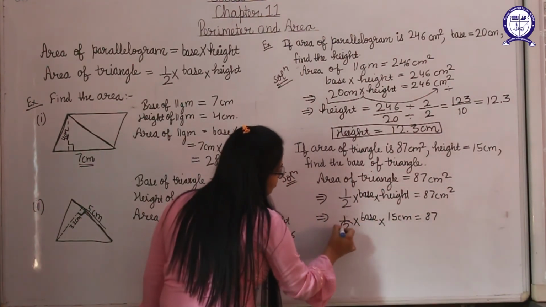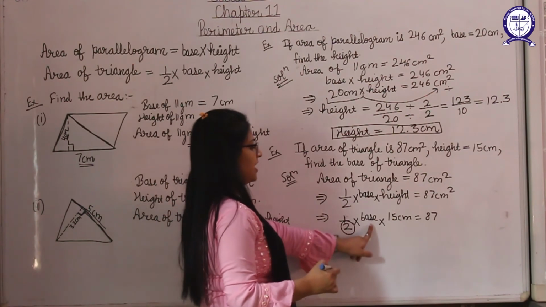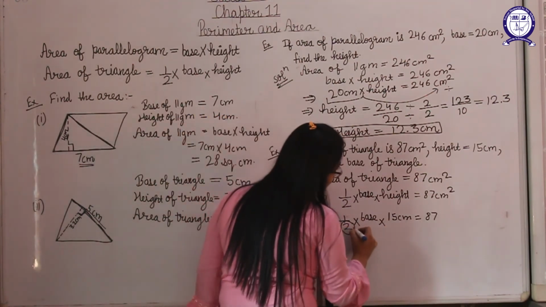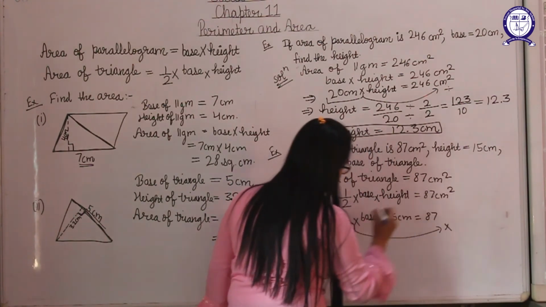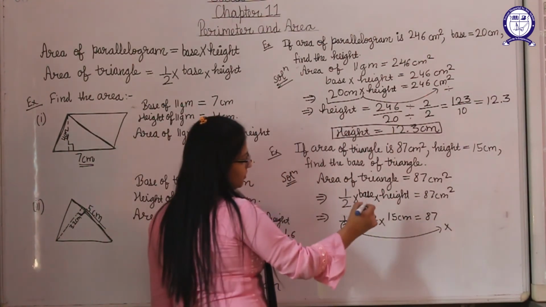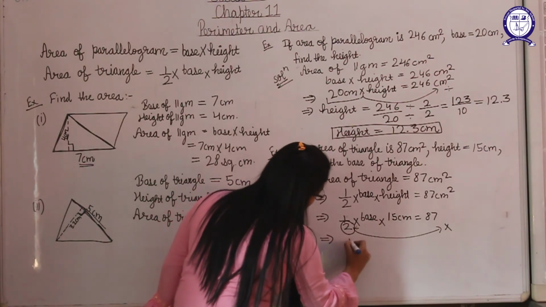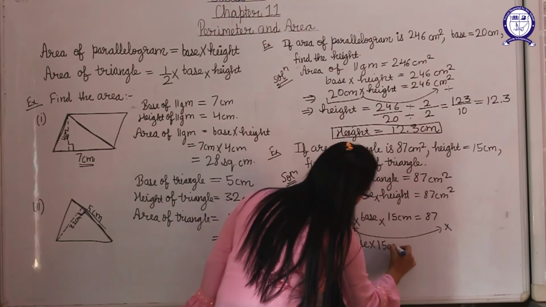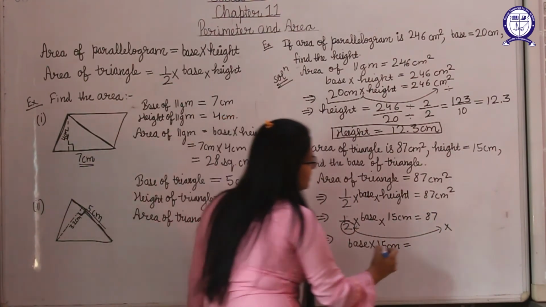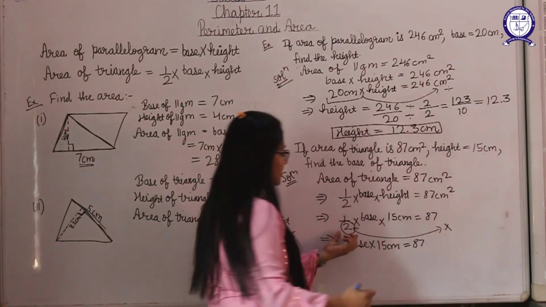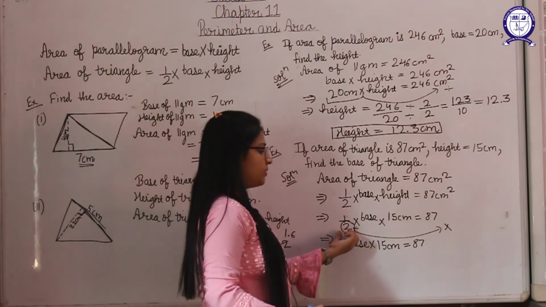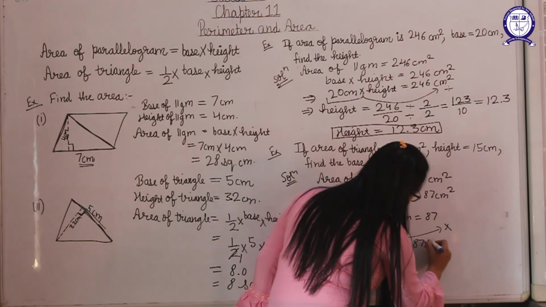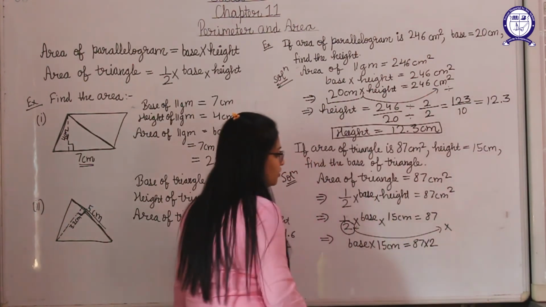Now students, this 2 is in division. If we will check, as base and height are there and 2 is in division, so on that side it will be multiplied. So what is left here? Base multiply height is left here, and that is 15 centimeter, and here it is 87. We are taking this 2 which is in the denominator to that side so that it can be multiplied. So we will write here 87 multiply 2.